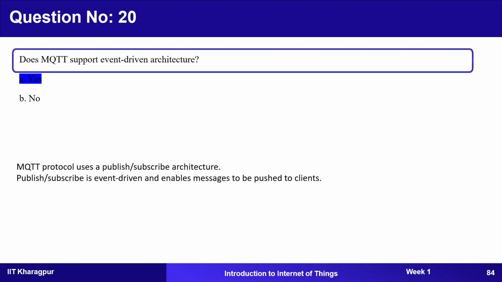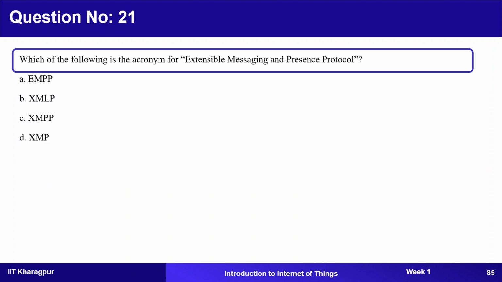Next question is, which of the following is an acronym for Extensible Messaging and Presence Protocol? Options are EMPP, XMLP, XMPP, fourth one is XMP. C. C, right.